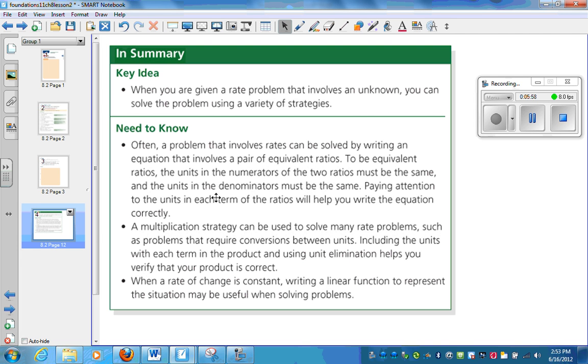Paying attention to the units will help you write the equation correctly. A multiplication strategy can also be used to convert between units. Including the units with each term in the product and using unit elimination helps you verify that your product is correct. So don't be lazy, write all your units out. When a rate of change is constant, writing a linear function to represent the situation may be useful. So look in your book for some examples of that.